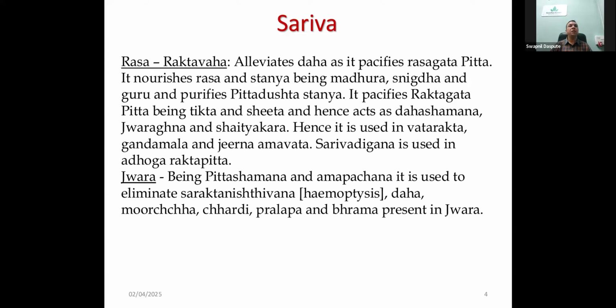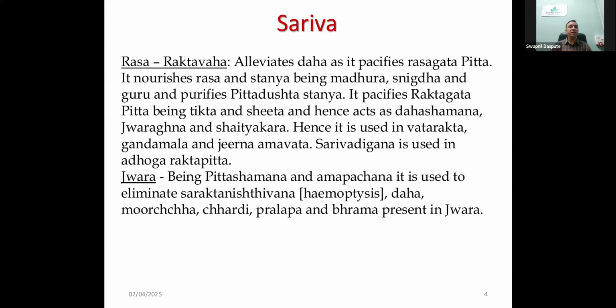It alleviates Daha as it pacifies Rasagata Pitta. It nourishes Rasa and Stanya as it is Madhura, Snigdha and Guru, and purifies Pitta dushta Stanya. Now we have studied in the previous lectures that Stanya, breast milk, can get vitiated with various doshas. So when it is vitiated with Pitta dosha, then Sariva can be used in order to purify the Stanya.